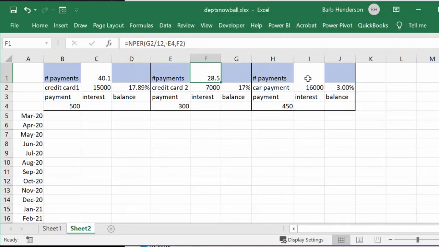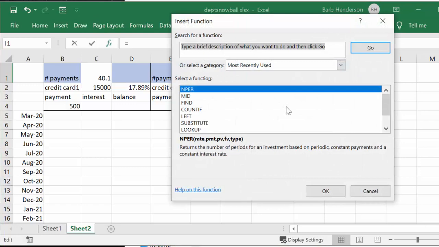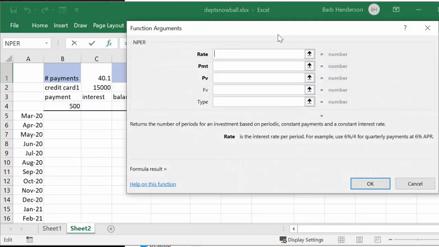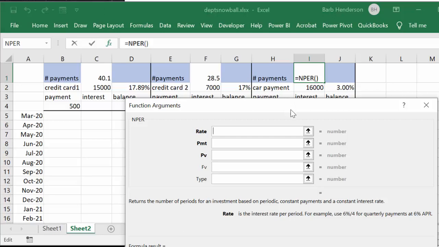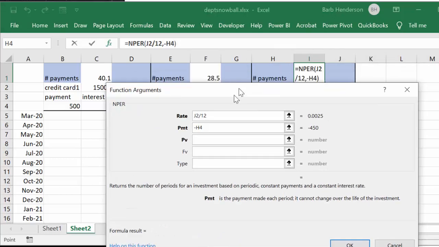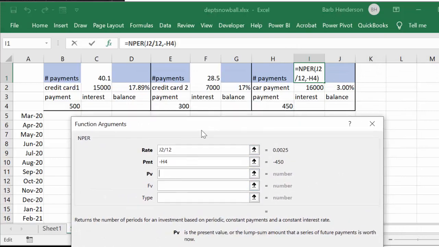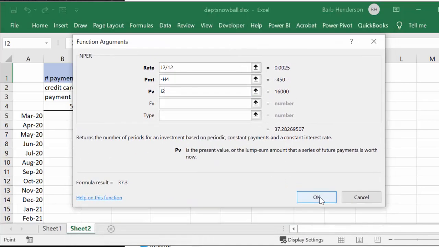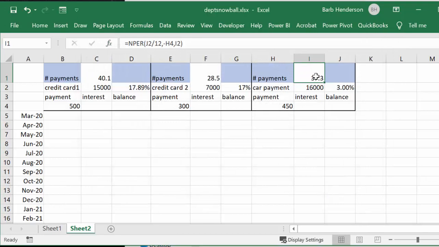And for the last one, for his car payment, let's figure this out. So we go NPER. Okay, and his rate is 3%, divided by 12. His payment is negative, and it's negative $450. And his present value is the $16,000. And so we say, okay. And there it has, you calculated 37.3 months to pay this off.